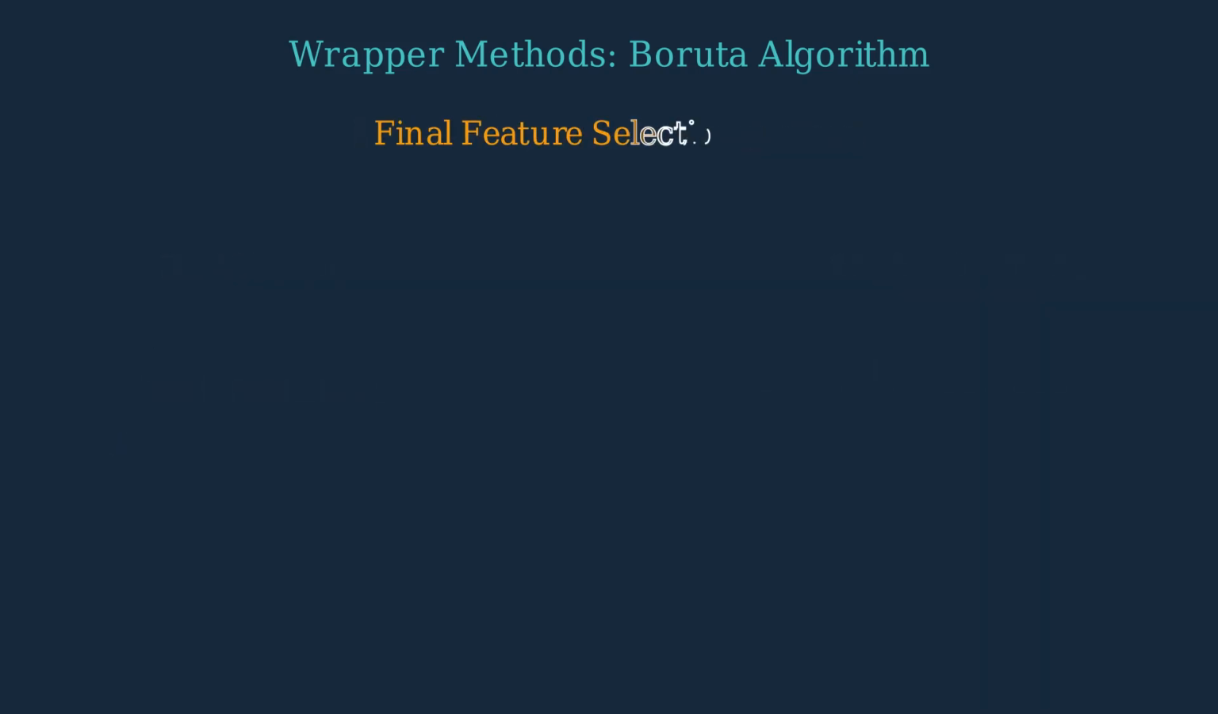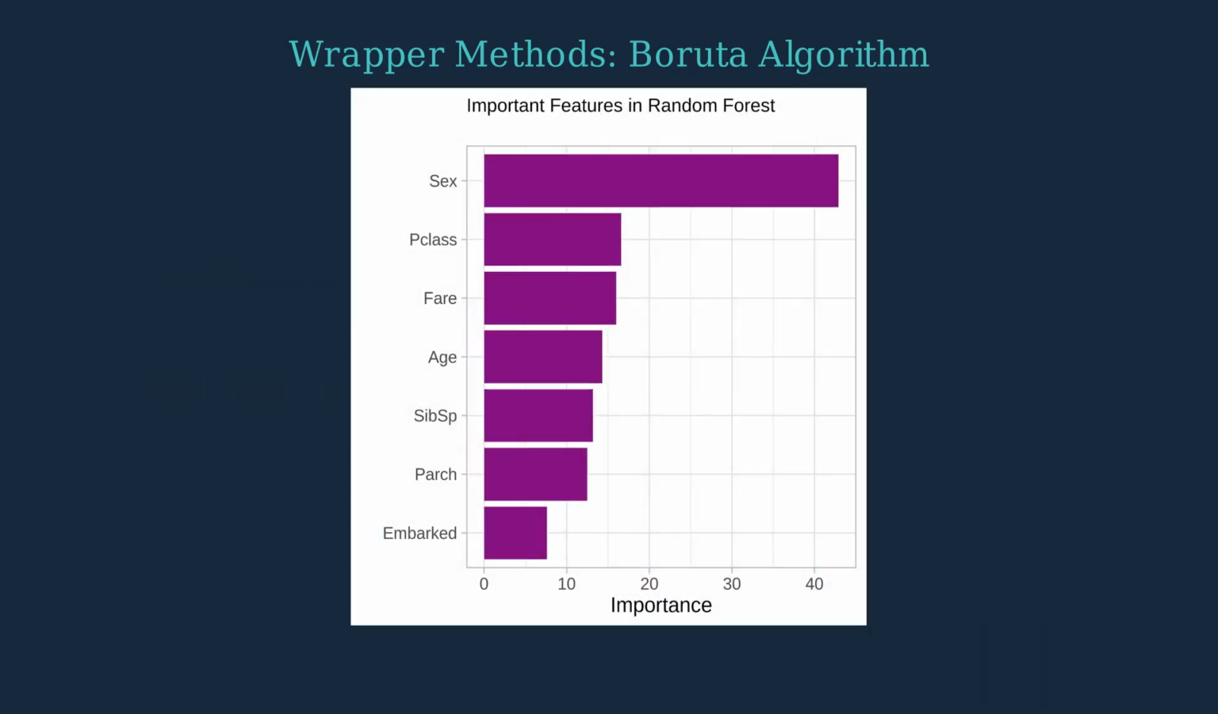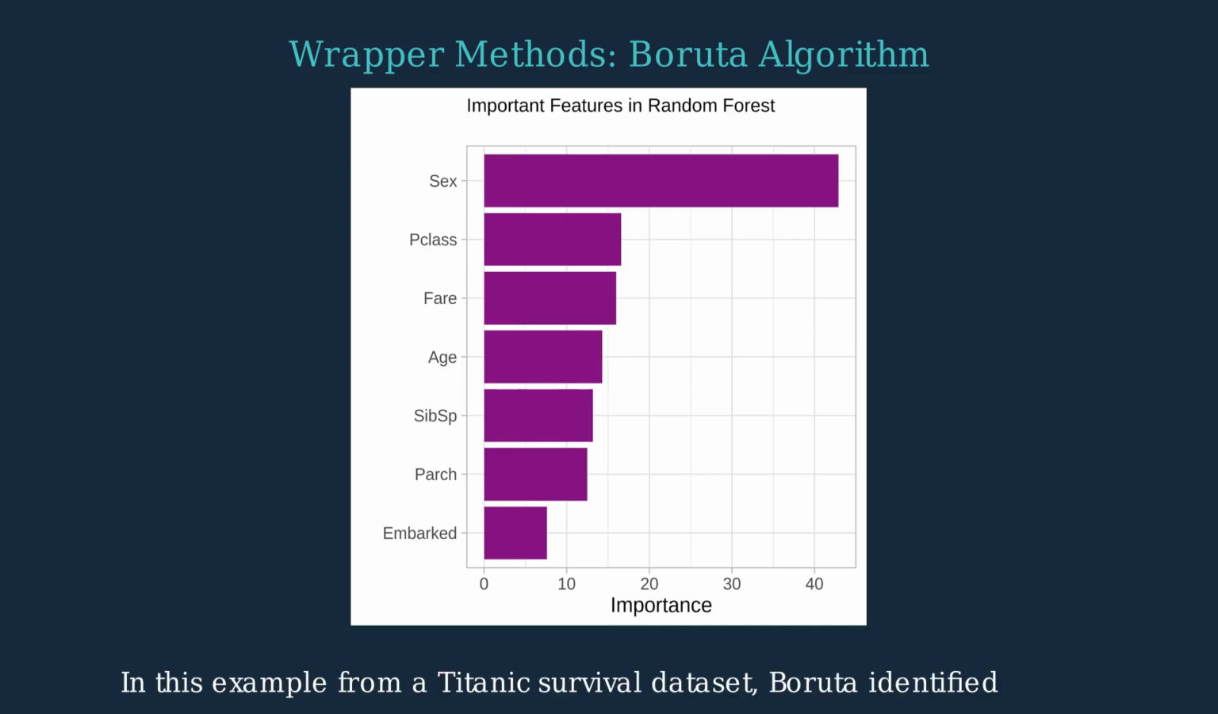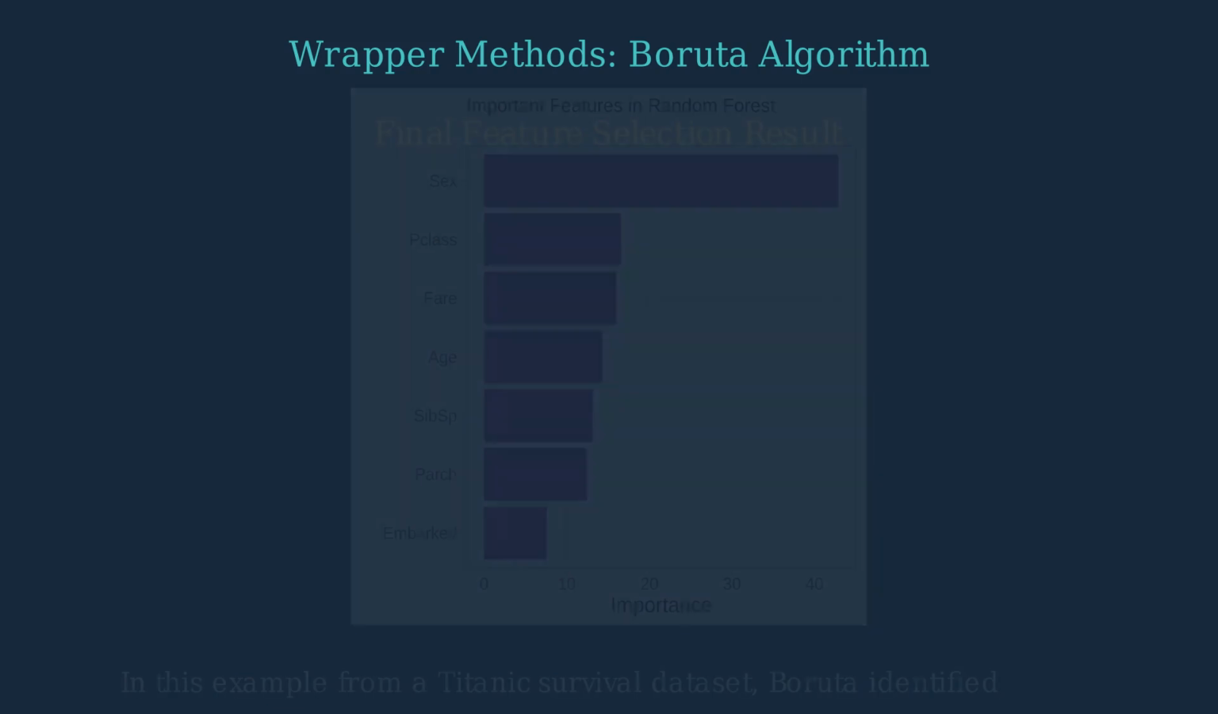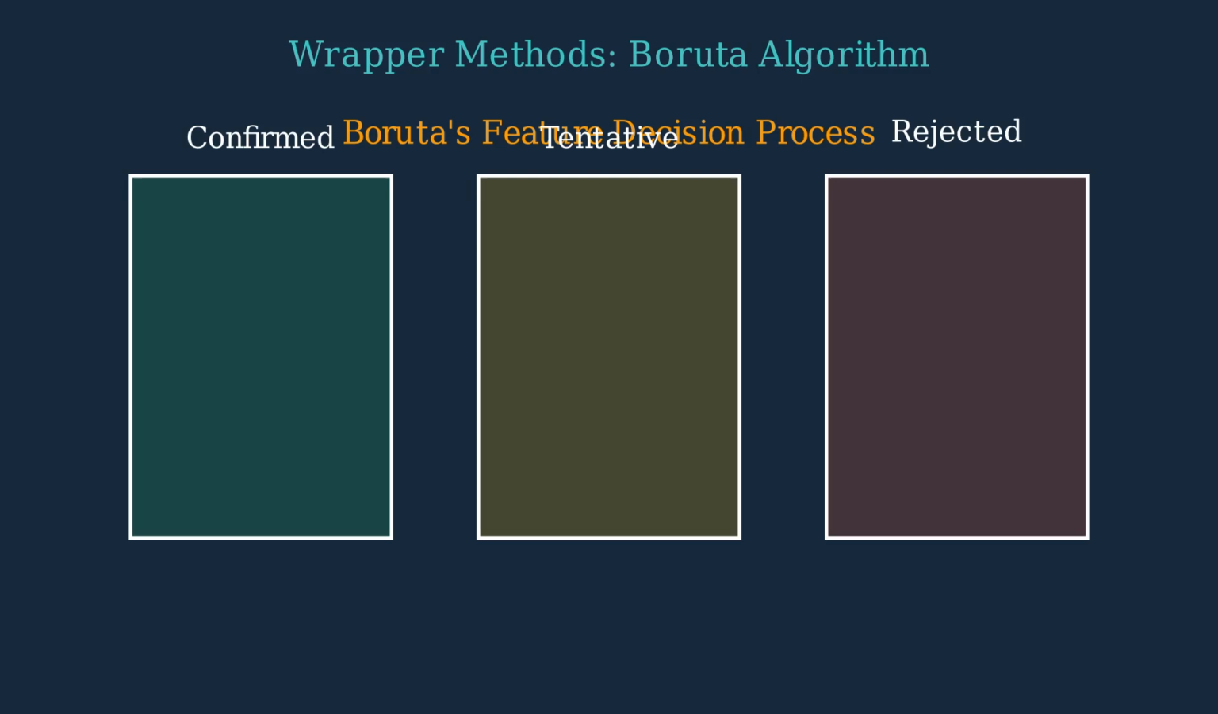After multiple iterations, Boruta produces a final selection of important features. In this example, from a Titanic survival dataset, Boruta identified several key features including sex, pclass, and fare as most important. Boruta classifies features into 3 categories through an iterative process.